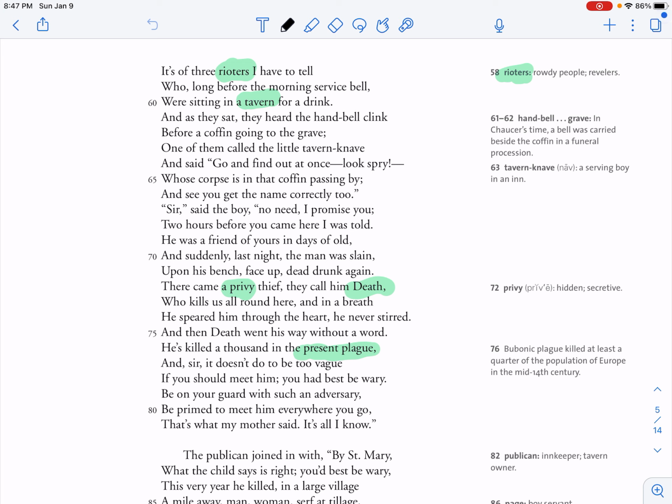He's killed 1,000 in the present plague, and sir, it doesn't do to be too vague. If you should meet him, you had best be wary. Be on your guard with such an adversary. Be primed to meet him everywhere you go. That's what my mother said.